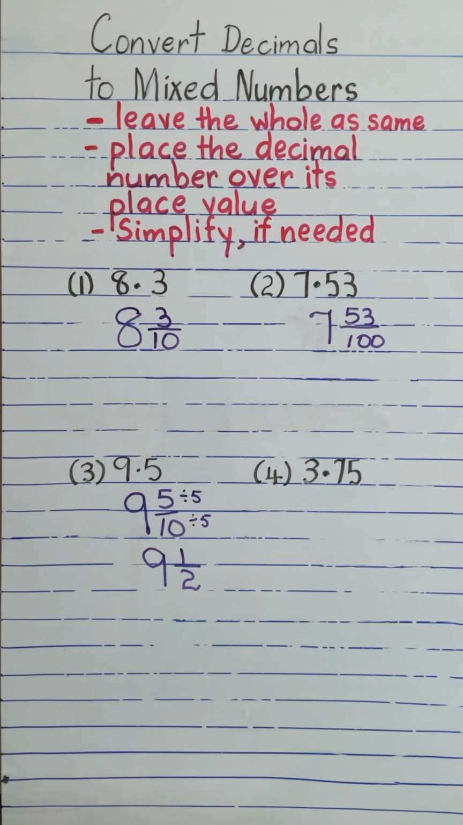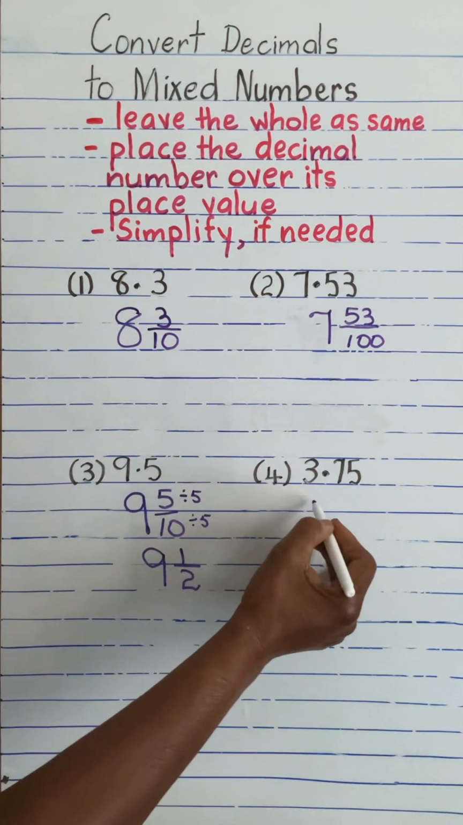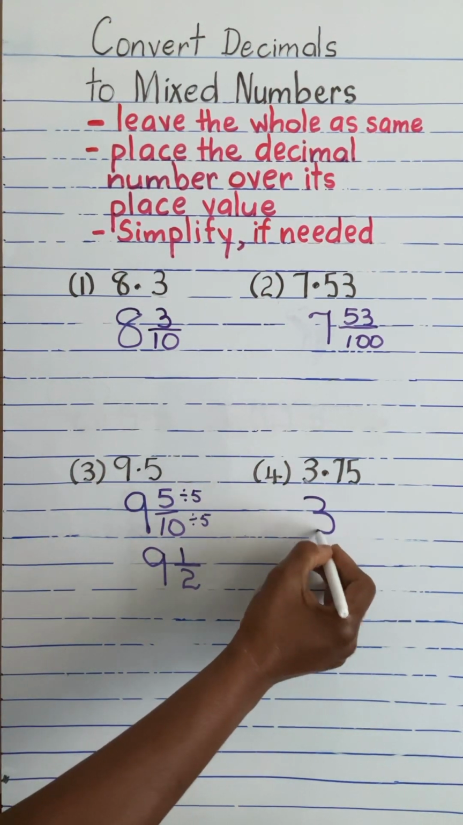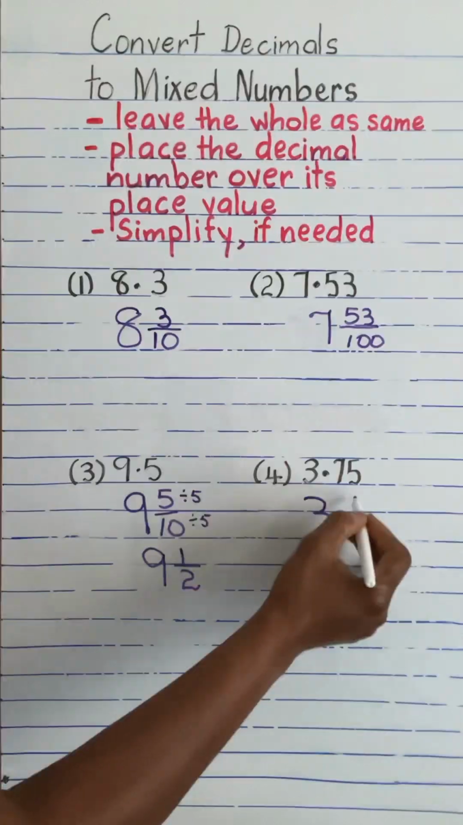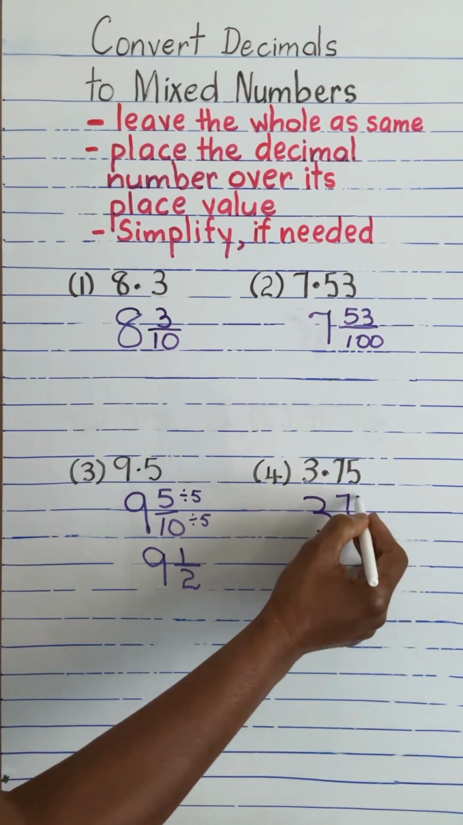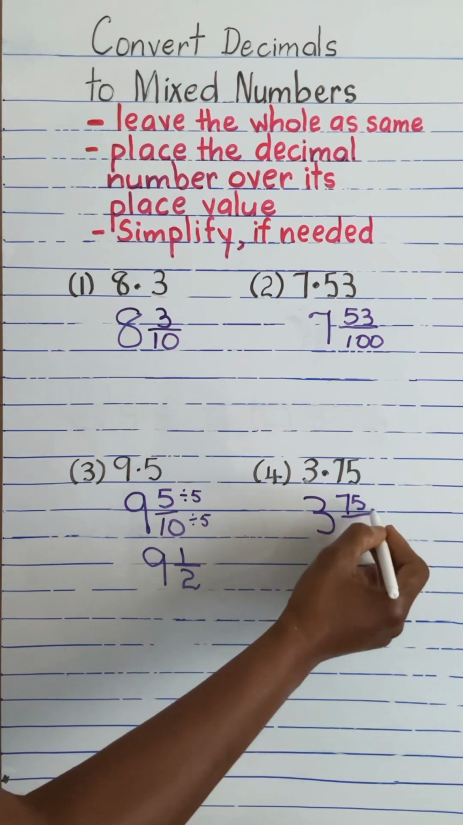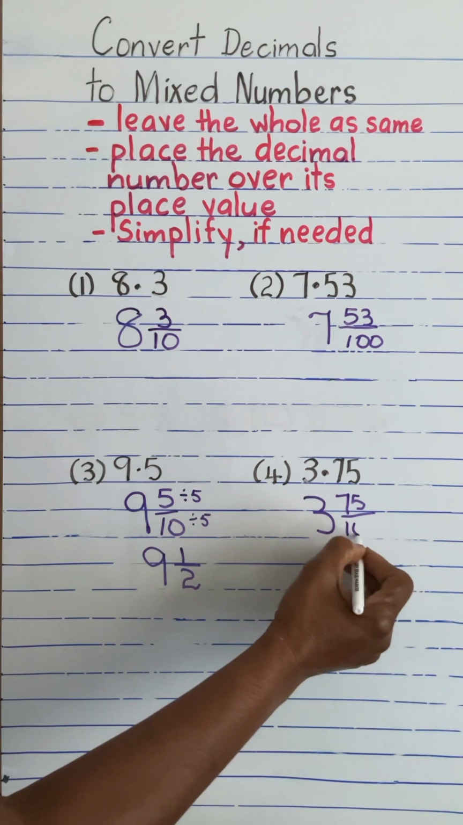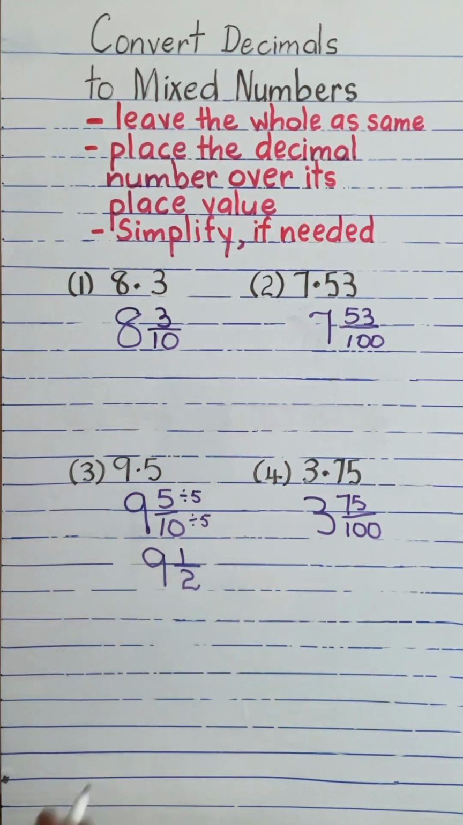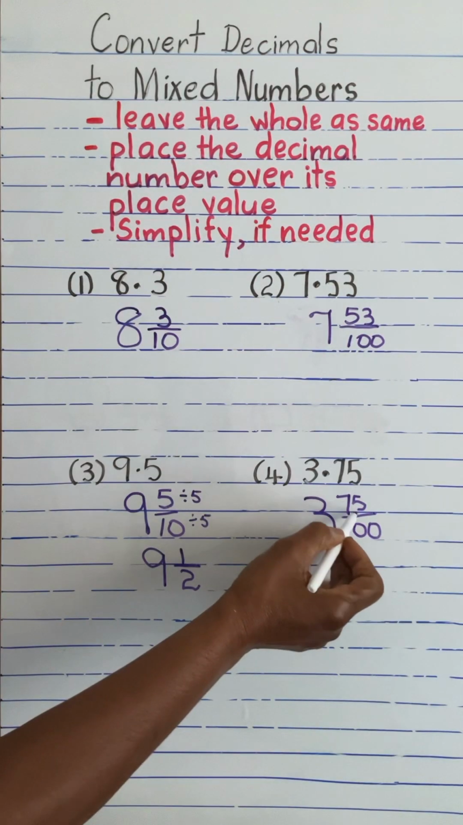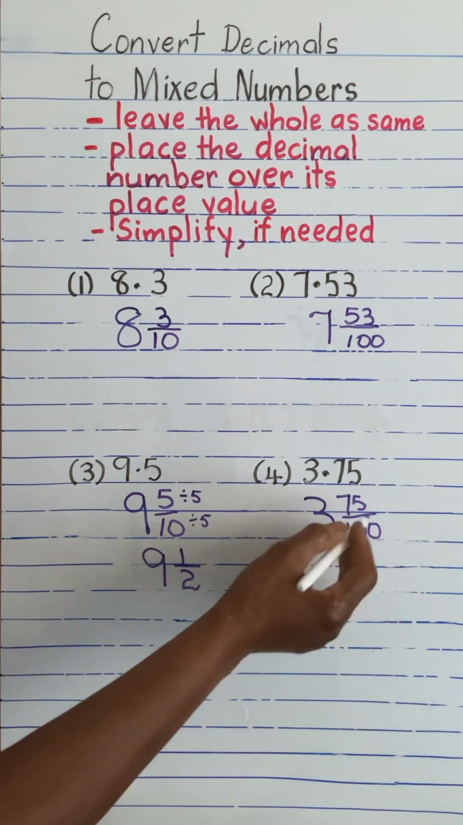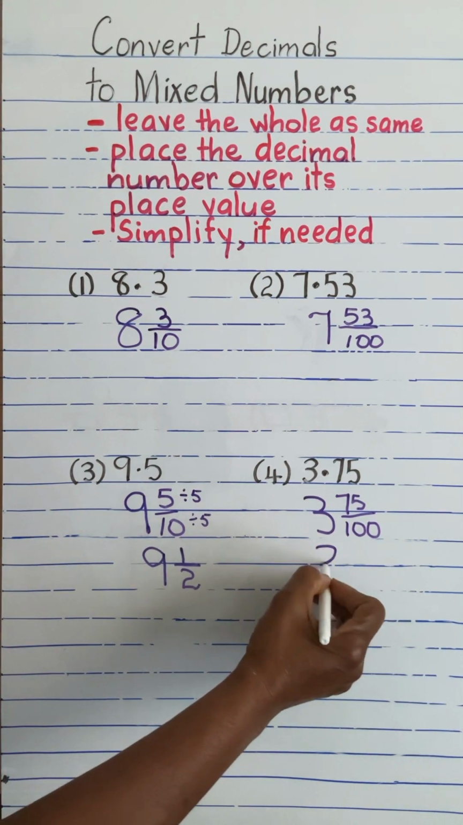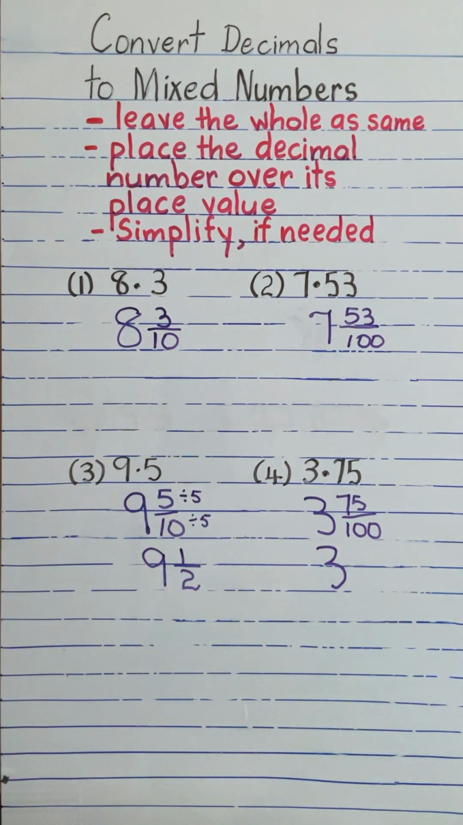Next, 3.75. We put back the whole number as it is. The fraction part is 75. And the place value is hundredths. That is out of 100. So it's 75 over 100. And we look to see if this can simplify. And yes, it can. So we're going to put back our whole number and we're going to simplify.